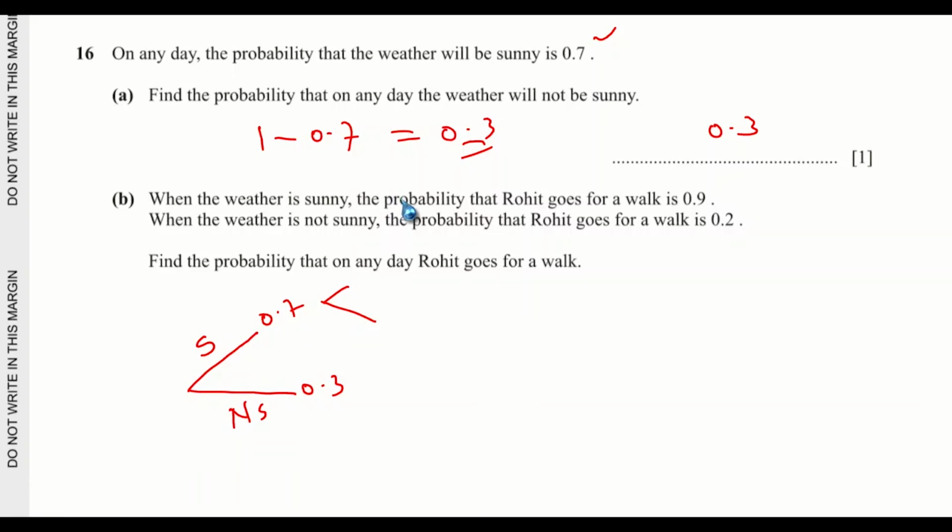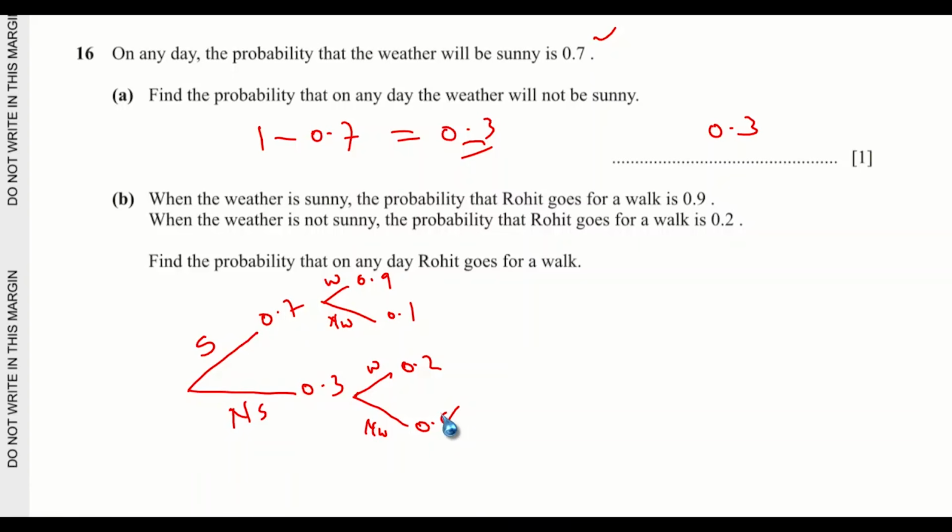When the weather is sunny, the probability that Rohit goes for a walk is 0.9. So sunny, it will be 0.9 that he walks, then not walk will be 0.1. We can do the same thing for this one too. When the weather is not sunny, the probability that he walks will be 0.2, and the probability that Rohit won't walk will be 0.8.